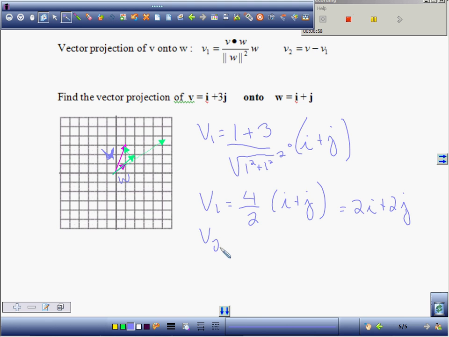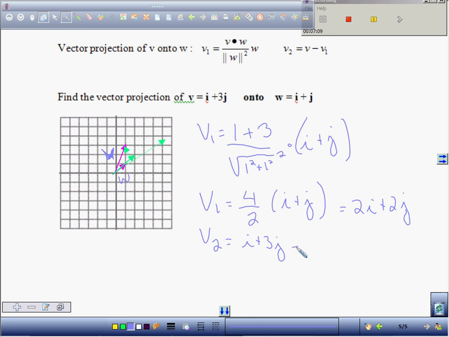And then V2 is equal to V minus V1. So V is i plus 3j, minus 2i plus 2j. In order to do that, I subtract the i components, I get negative i, and I subtract the j components, plus j. And that's V2. So in other words, V2 is a vector that is back 1 and up 1. Does this look like a vector that's back 1 and up 1? From here to here? There it is. See that? Back 1, up 1. And that vector there is V2.